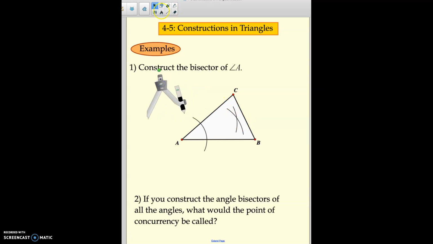Okay, and then the last thing that I need to do is connect A to the point where the two arcs intersect over there. And now that line that I just drew is the angle bisector of angle A.